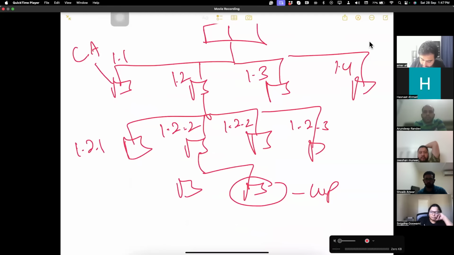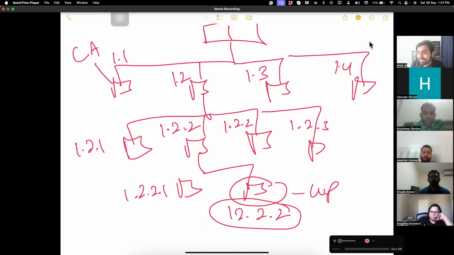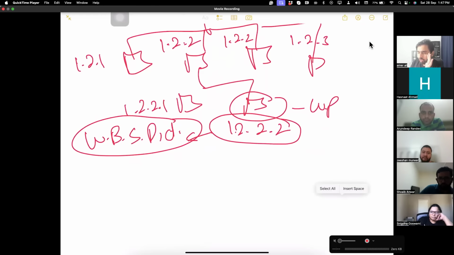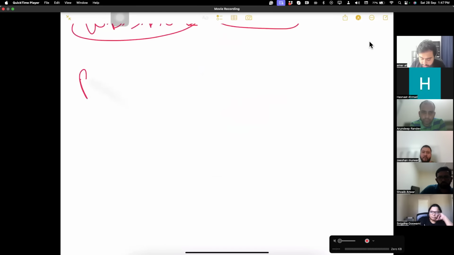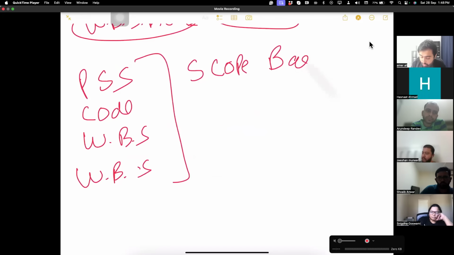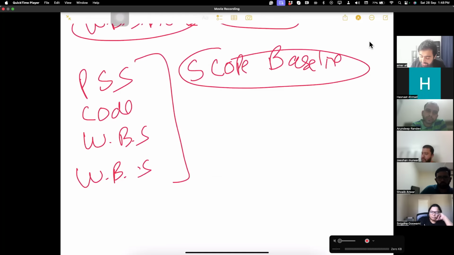1.2 is further divided into 1.2.1, 1.2.2, and these numbers are called code of account. In order to understand what a work package has, or what 1.2.2 means, we have a WBS dictionary, which explains every single thing you need to know about the code of account. The project scope statement, WBS, code of account and WBS dictionary combined are called the scope baseline. It goes to the sponsor, and now you have your scope.